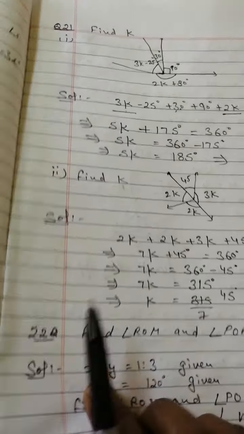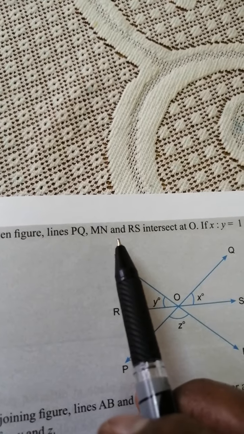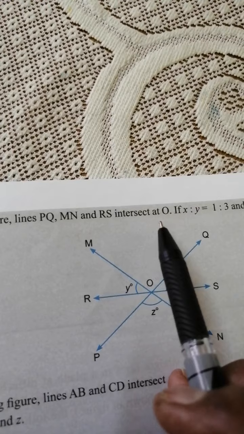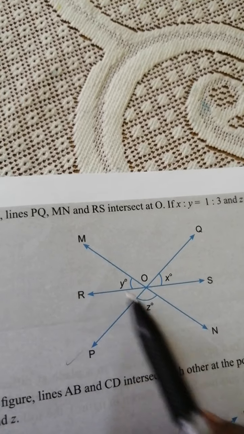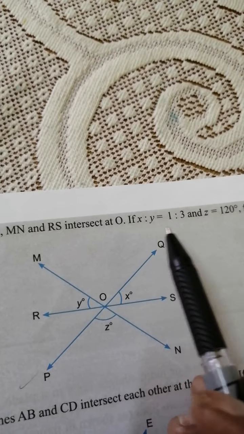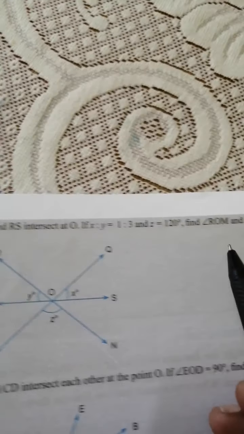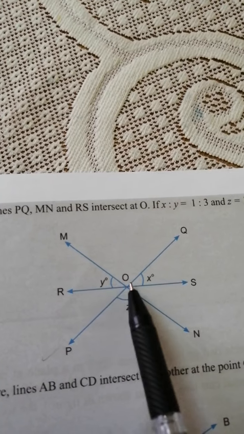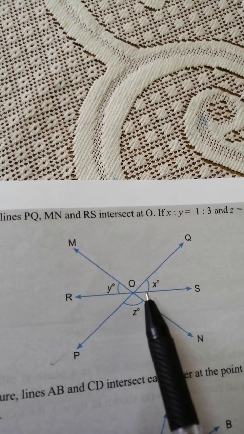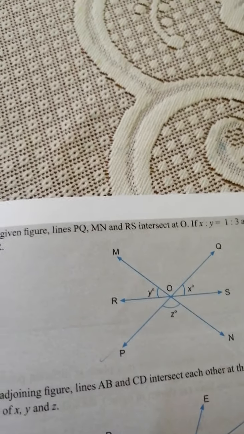Let us start our next question, 22. In the given figure, lines PQ, MN, RS intersect at O. These three lines intersect at O, and the ratio of x to y is 1 is to 3, given. The value of z is 120, given. Find ROM and POR. These two angles you have to find.